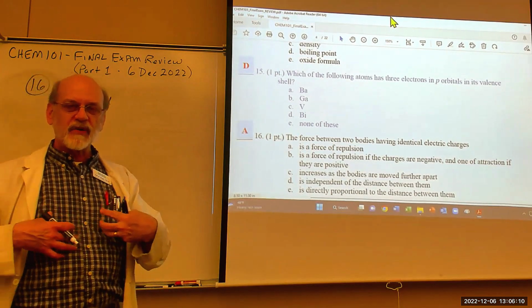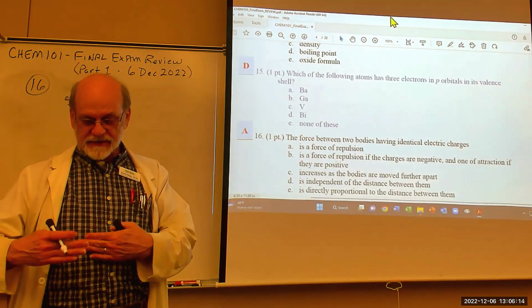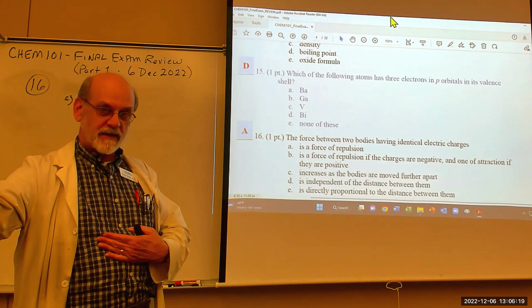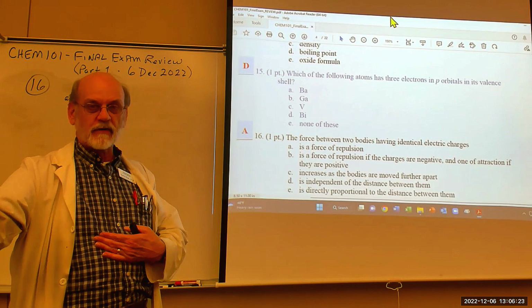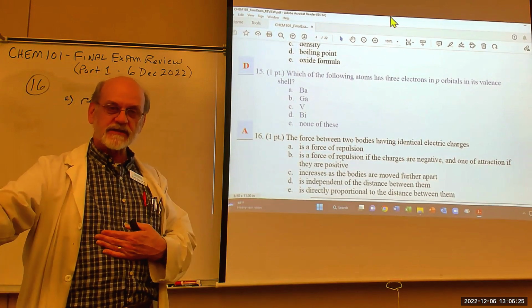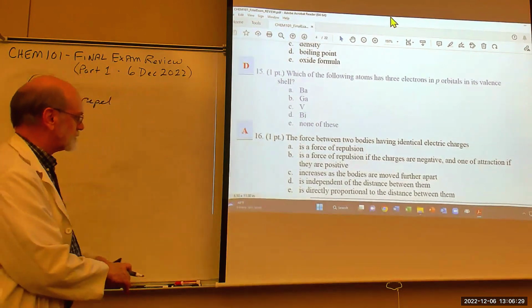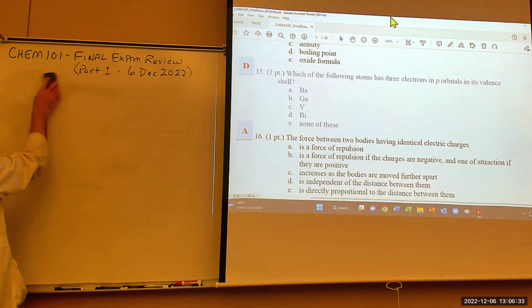So if I'm a positive particle and there's another positive particle right here, if this distance is 1 and then that particle moves 2 away from me, now the force is only 1/4 of what it was. Double the distance, force is cut by 1/4. Okay, so A is the right answer. They repel one another.